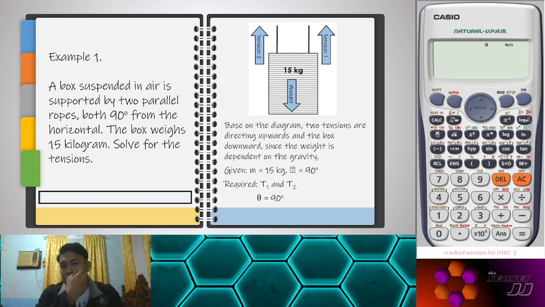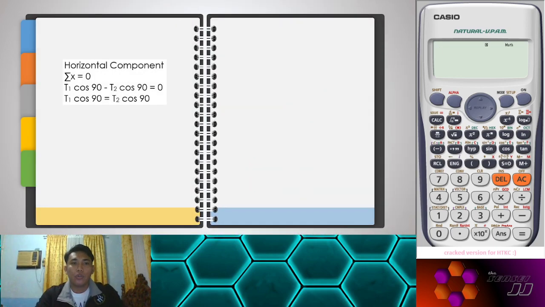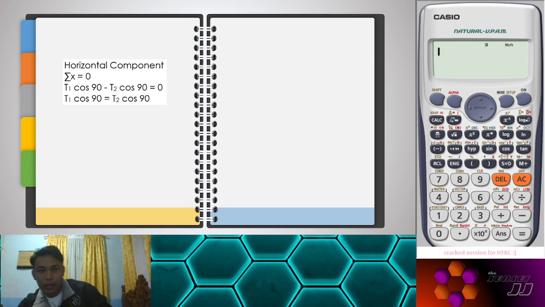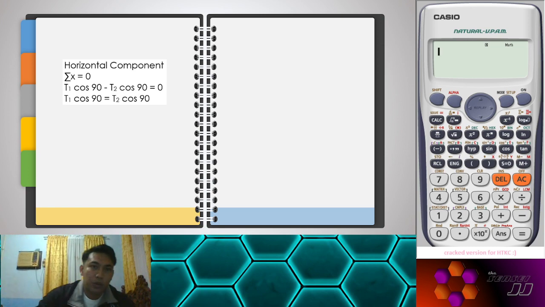Okay, so time's up. So let's discuss this one. For the horizontal component, there will always be horizontal components, even if those two strings are 90 degrees. So for the horizontal component, summation of x, which is the T1 and T2, will be equal to zero. So for this, we have T1 cosine 90 minus T2 cosine 90.